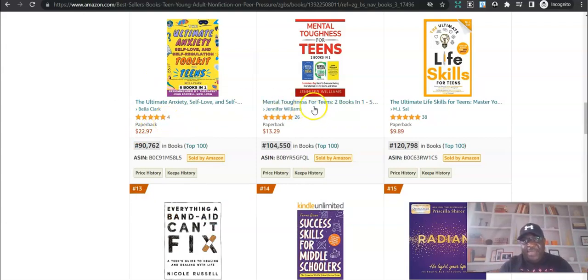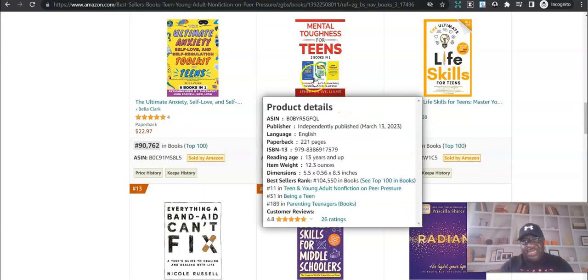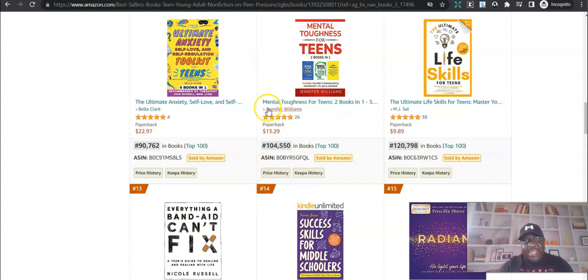Look at this one again. Mental toughness for teens, 2 books in one. This person is selling 2 books in one. But again, I could decide to go with this kind of topic. This kind of title, keyword, recreate another book, mental toughness for teens. But my subtitle will be different. But before then, again, make sure that this title is not trademarked. You see, this person has 26 reviews. You can create books like this, get more reviews.